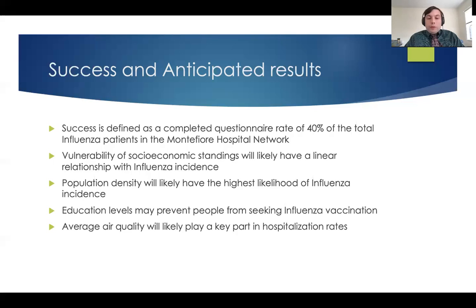In terms of the results, I suspect that vulnerable populations, when it comes to socioeconomic factors, will likely have a linear relationship to influenza incidence, wherein the more factors you have in terms of vulnerability, the more likely you are to develop influenza. I also suspect that population density, as defined by the type of structure that they are in and the number of people living in that structure, will have the highest likelihood of influenza incidence, and that lower education will also prevent people from seeking vaccination, which would in turn cause a higher likelihood of somebody developing influenza.